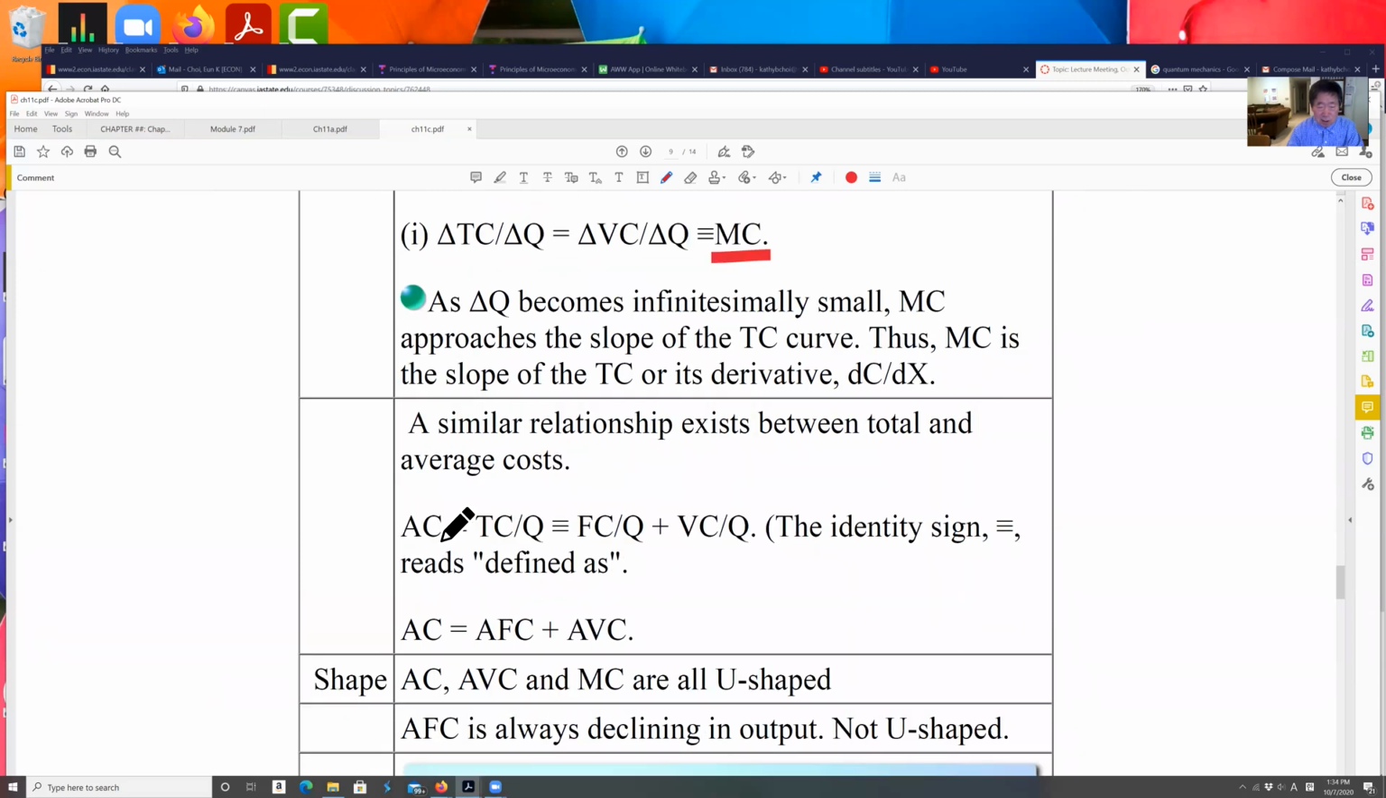Average cost is total cost divided by the output level. So it has two components. Fixed cost divided by Q is sometimes called average fixed cost. And variable cost divided by Q is also called average variable cost. Okay?